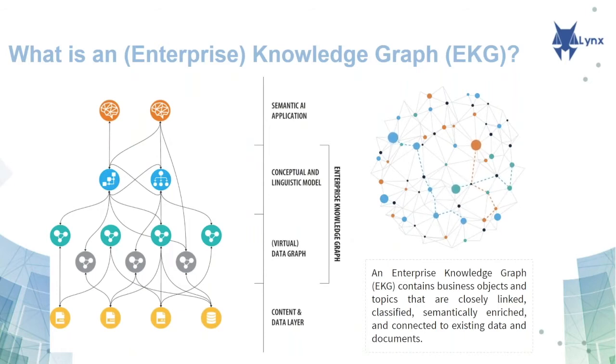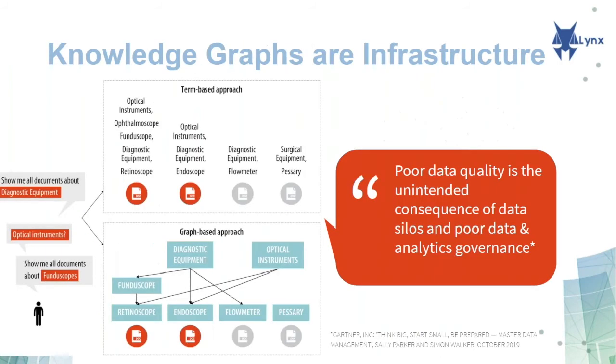A knowledge graph contains business objects. So this can be persons, technologies, products, courts, legislations, case law, decisions, and so on. Topics that are closely linked, classified, semantically enriched, and then connected to the existing data and documents. So you have a base model, or you create a base model of the things and the business objects that you are interested in. And then you can dock more and more documents and data sets from different sources onto your knowledge graph, and thereby enrich and interlink the information inside of your knowledge graph.